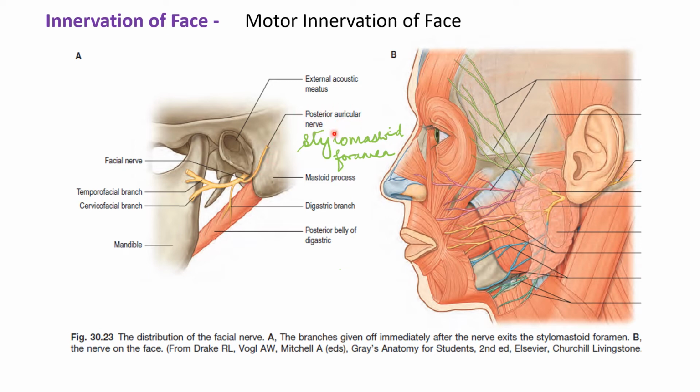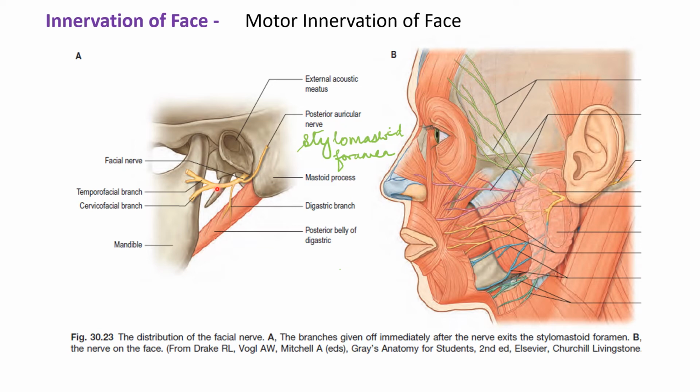Remember, we saw this nerve in the scalp, running posterior to the auricle. It was not supplying the skin of the scalp. It was the motor nerve. It was going posterior to the auricle all the way to supply the occipital belly of the occipitofrontalis muscle. Then it gives rise to another branch, which is going to be supplying a muscle called the digastric, which is arising from the mastoid process.